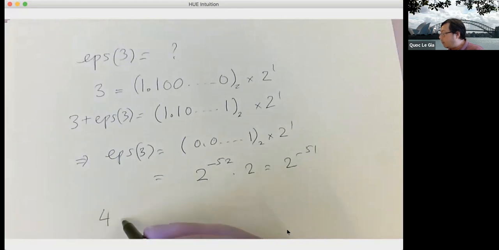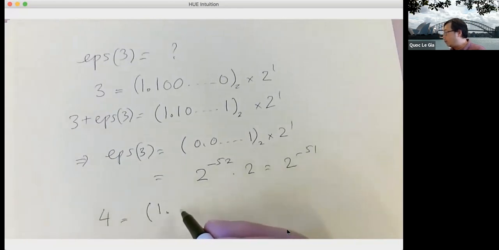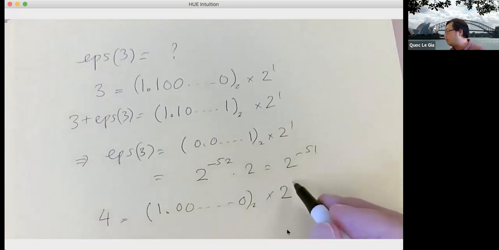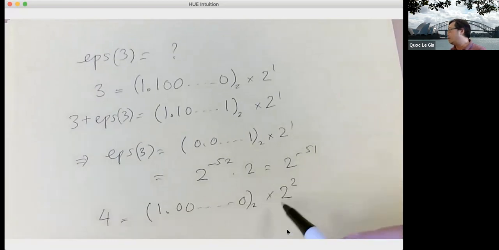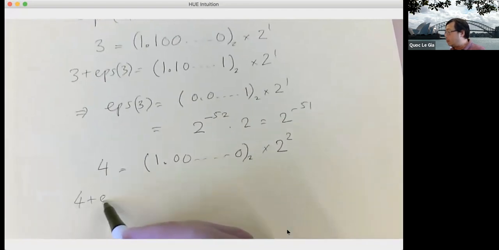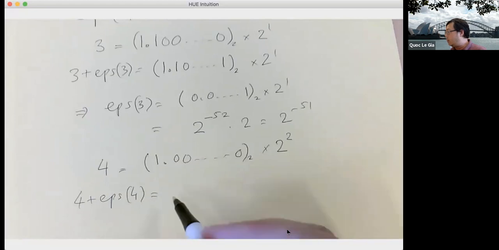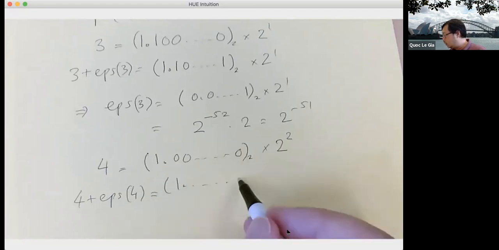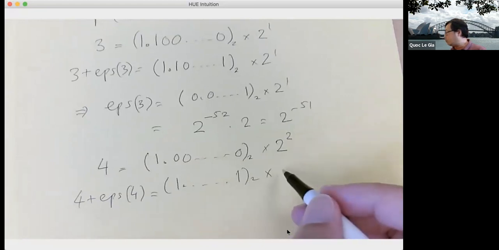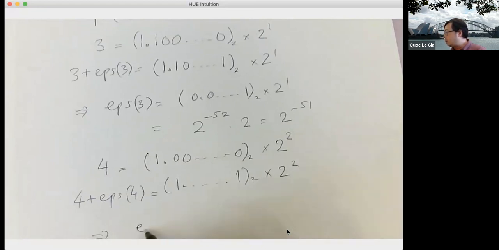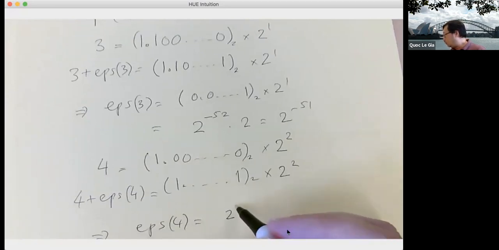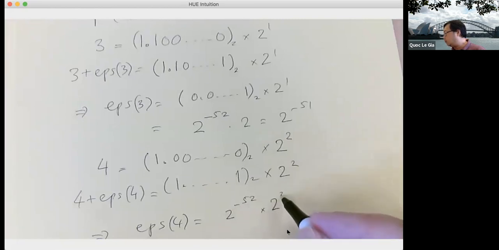Maybe do one more. What happens if I have 4? Then 4 becomes 1.00 up to the end, but now multiplied by 2 to the power 2. So 4 plus epsilon of 4, you turn on the last digit to 1, and you have 2 to the 2 here. Then epsilon of 4 is just equal to 2 to the minus 52 multiplied by 2 to the 2, right? What is 2 to the minus 50?